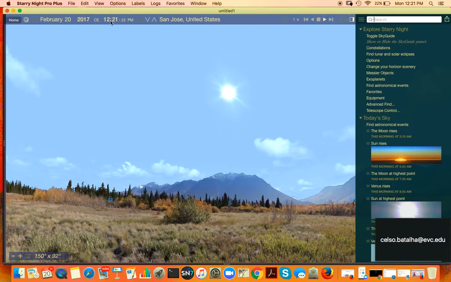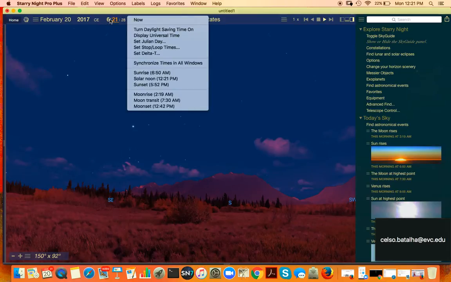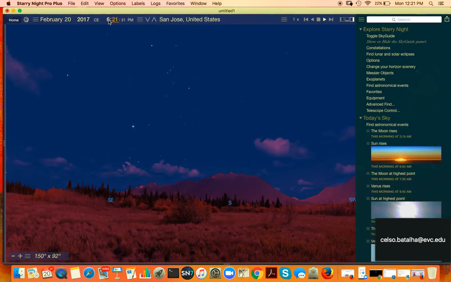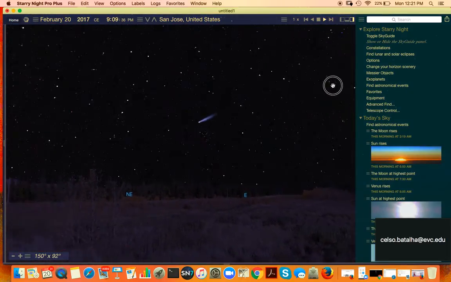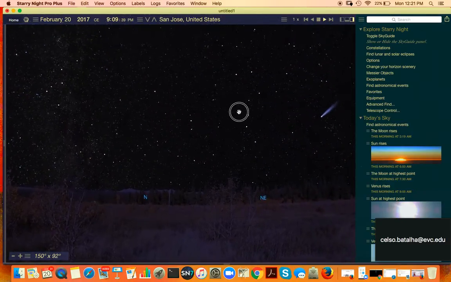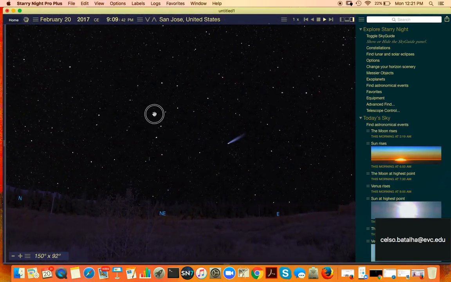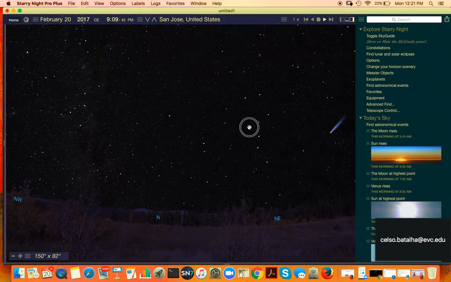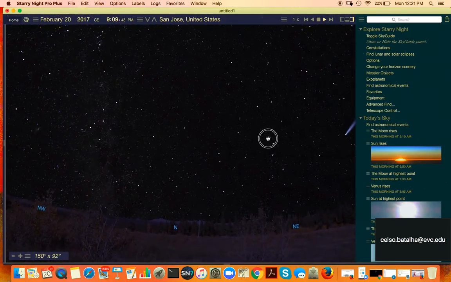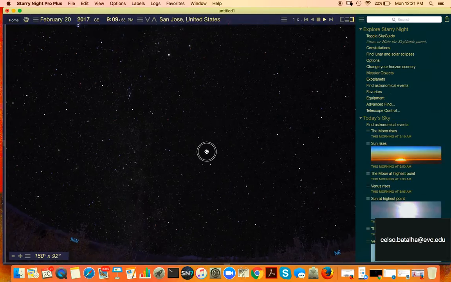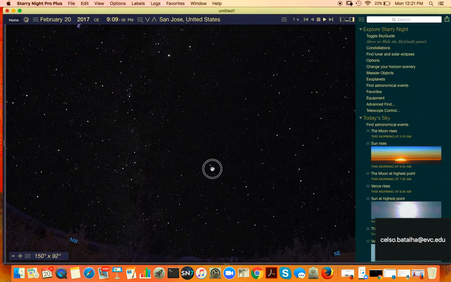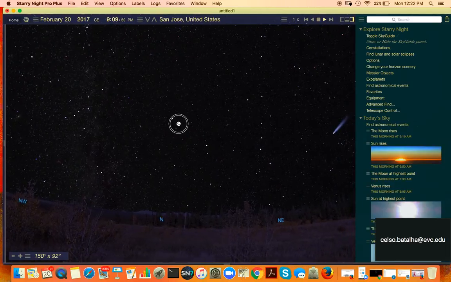So let's take a look at 6. How about 9? 9 p.m. and let's look north. If you look north, the Big Dipper is not easily found. In fact, if you want to locate the star Polaris, right there. I'm sorry, that's Capella. Polaris is right here, I think. Yeah, that's Polaris. So Polaris is easily identified if you know where the Big Dipper is.